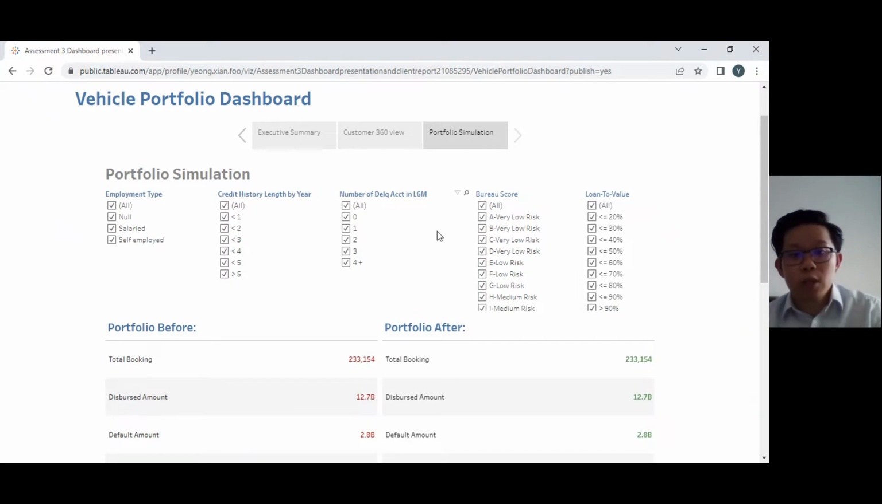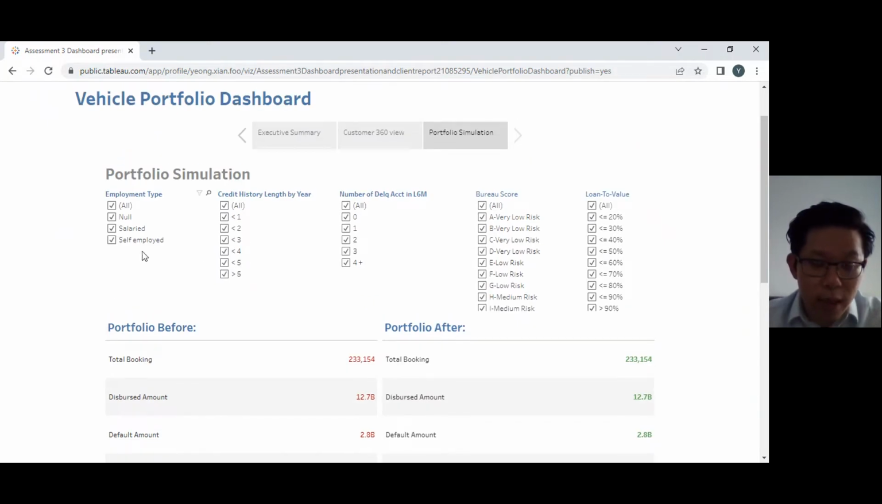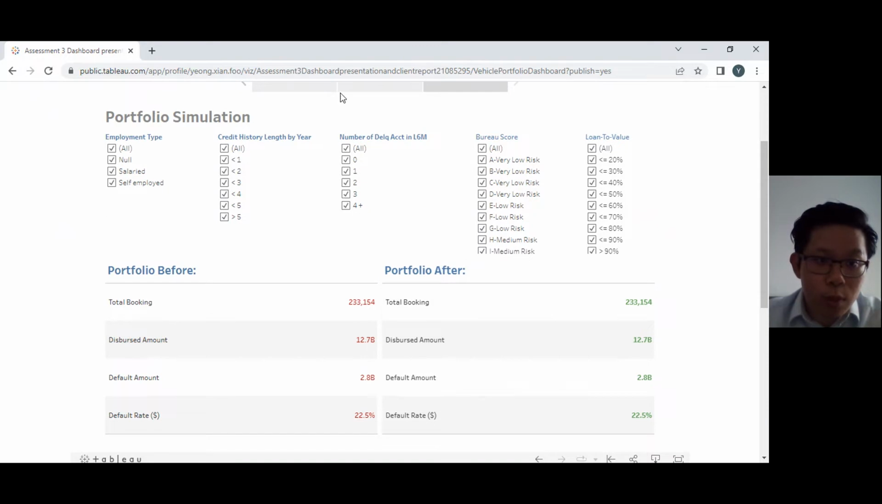So the last portion is the portfolio simulation. This one is for the subject matter expert to play around to have an expected outcome to see what they are going to do next. So from the findings just now, we know that these are the 5 key metrics that we can choose and to see what the portfolio outcome is after that.